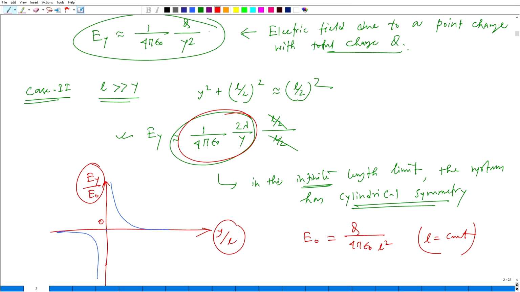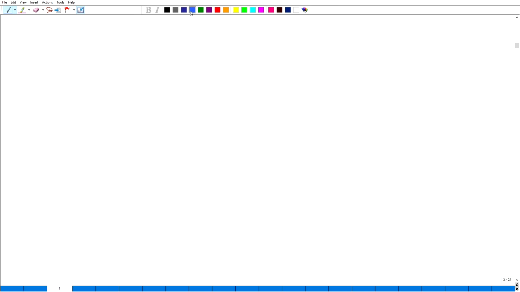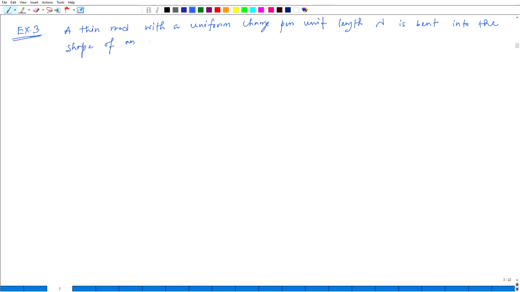So, let us consider a thin rod. Another example is a thin rod with a uniform charge per unit length lambda, which is bent into the shape of an arc of a circle of radius r, right.